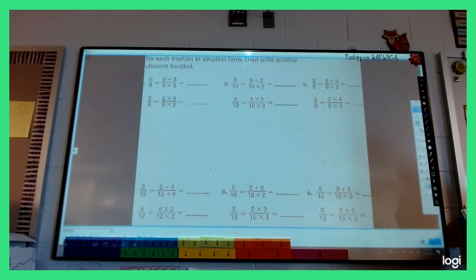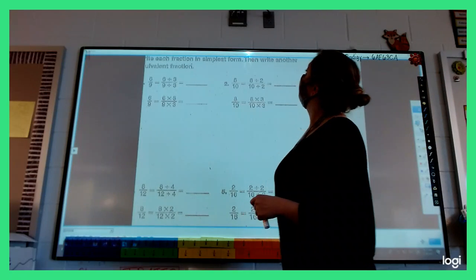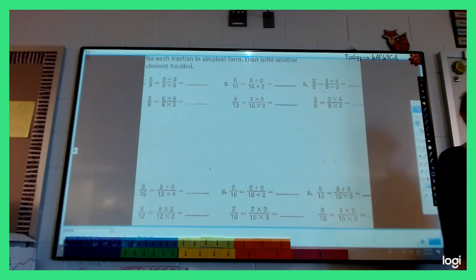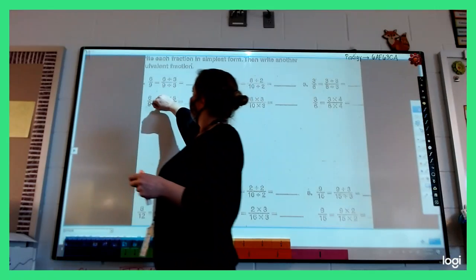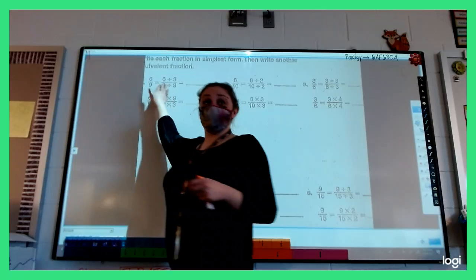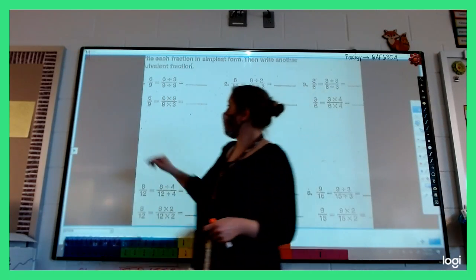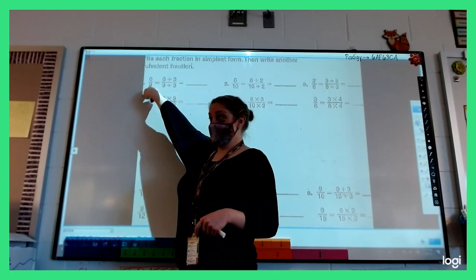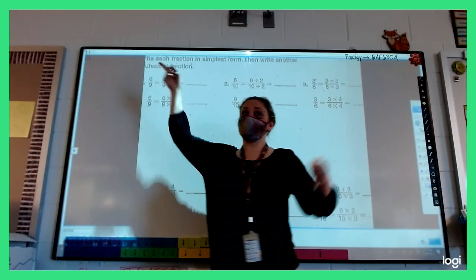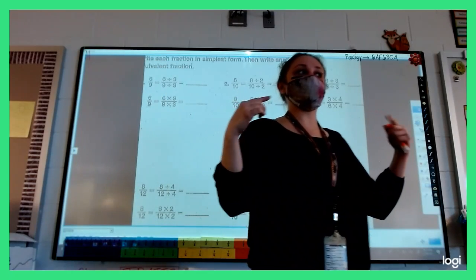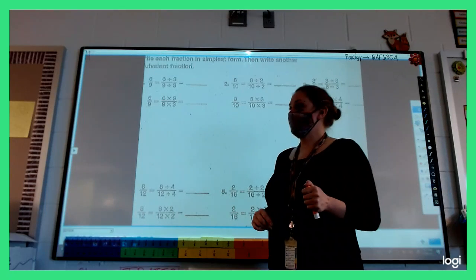But our directions say, write each fraction in simplest form, then write another equivalent fraction. Okay, so let's start up here on number 1. So they have already done some of the steps for us. Compared to yesterday, this part should be easy peasy lemon squeezy. So we had 6/9. Okay, before we look at that, when we want to reduce a fraction, let's jump back into what we did yesterday. What are we trying to figure out? What are we trying to do? Hayden? Make it simpler. Make it simpler.